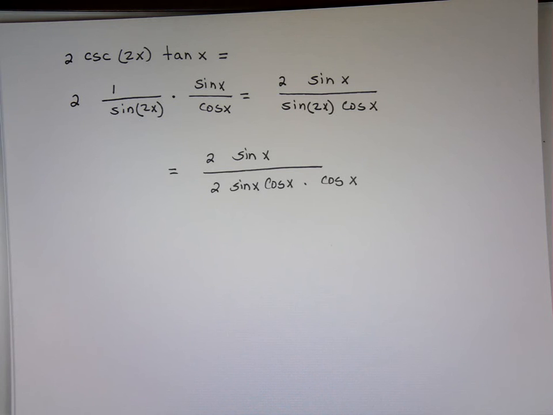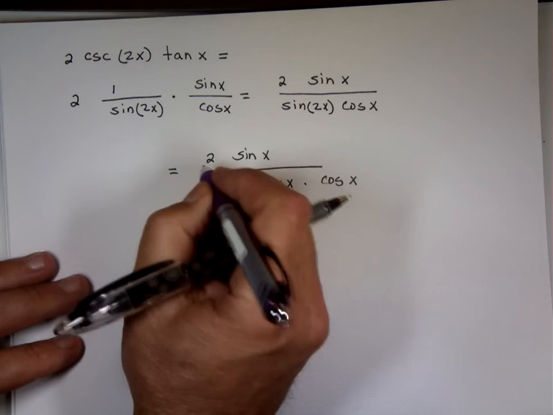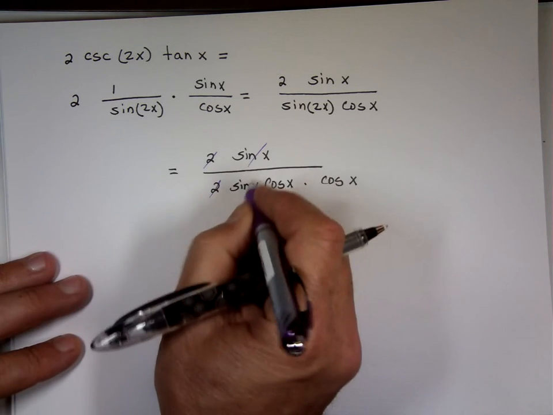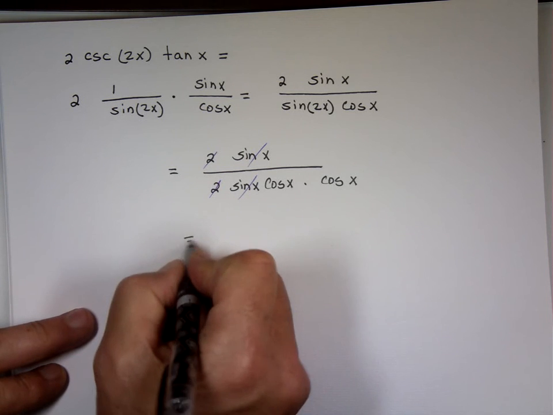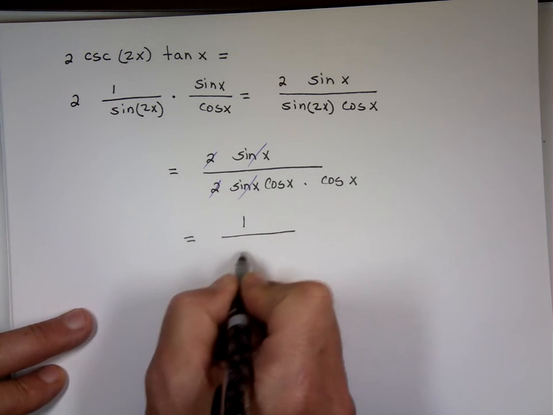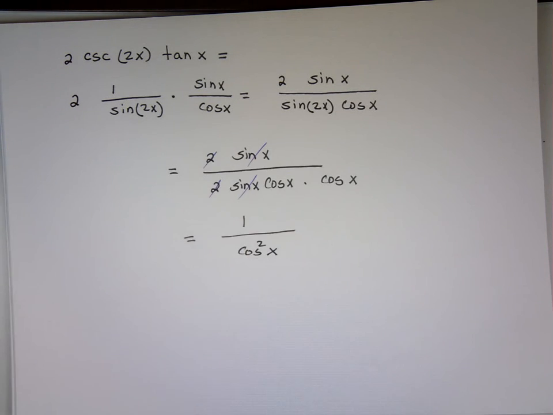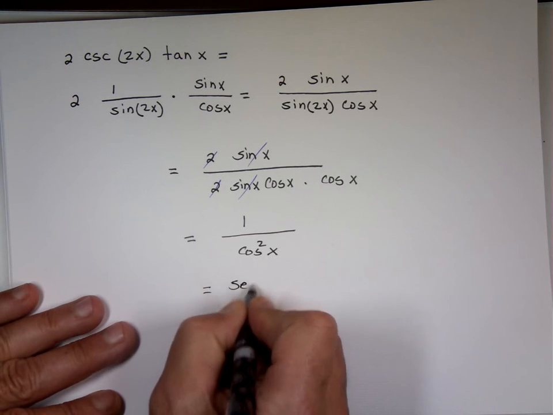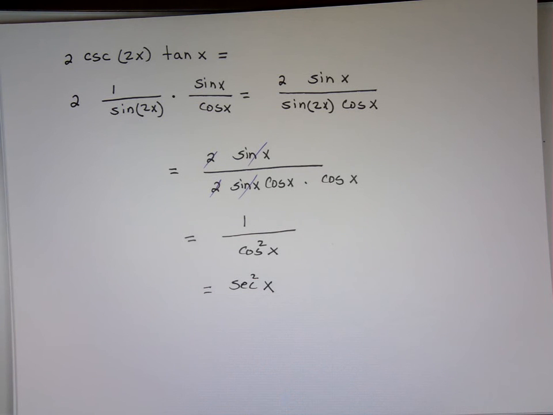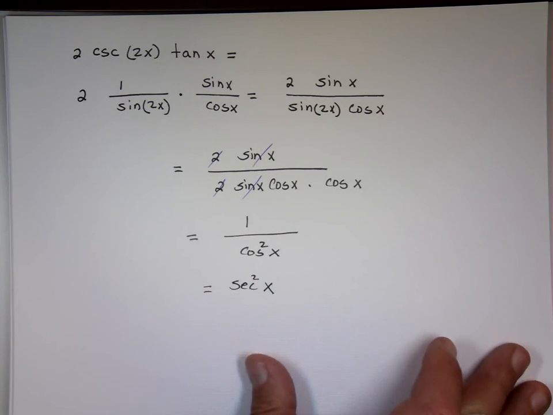1 over cosine. Yep, the 2 cancels the 2. The sine cancels the sine. When you cancel the whole thing, what's left on the top? 1. Always a 1. One over cosine is what? Secant, that's a secant squared x. And that's double the angles quickly there. That's not the big section tonight. The big section is the next one.